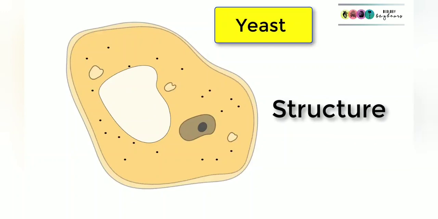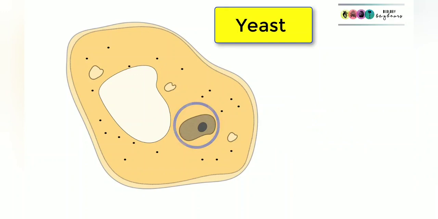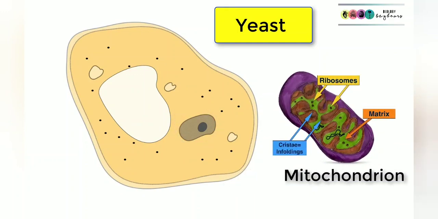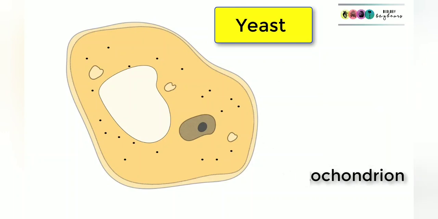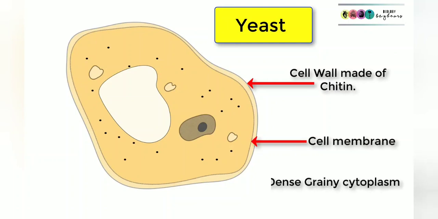So we know that it's a fungus, so it's eukaryotic, so it does have a membrane-bound nucleus, so a true nucleus, and we know that it would have those membrane-bound organelles, but we're not going to draw them in on our diagram. But what makes a yeast part of the fungus family is the fact that it has that cell wall made of chitin, so make sure you draw that in first. So inside this we have the cell membrane and then the dense grainy cytoplasm that you associate with yeast cells.